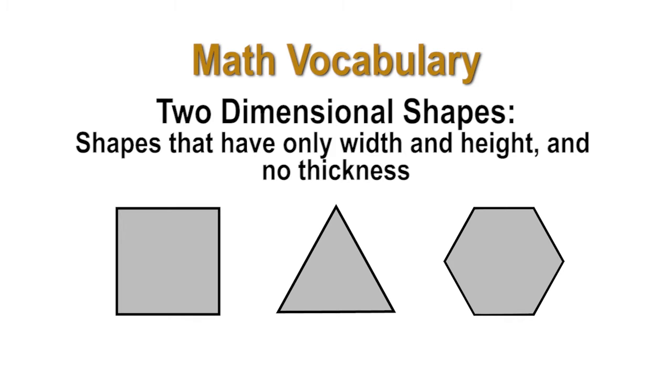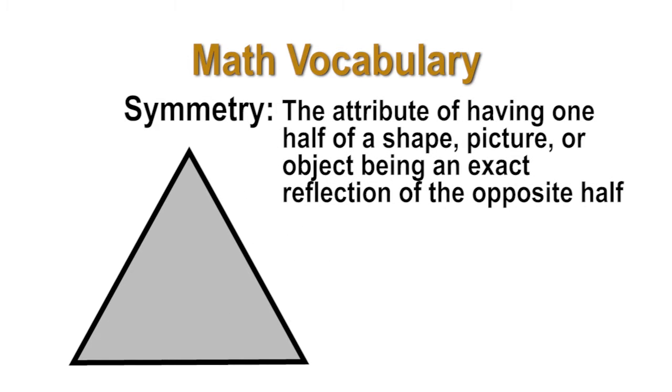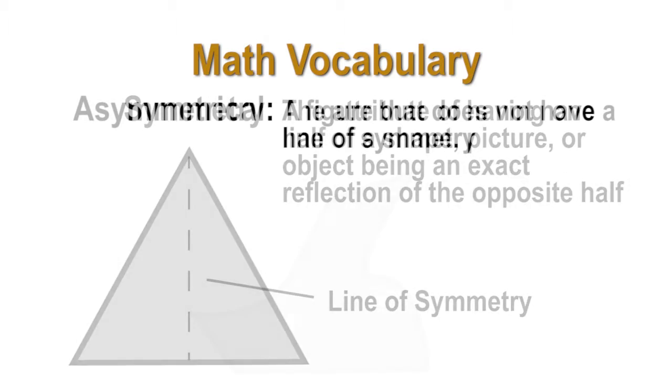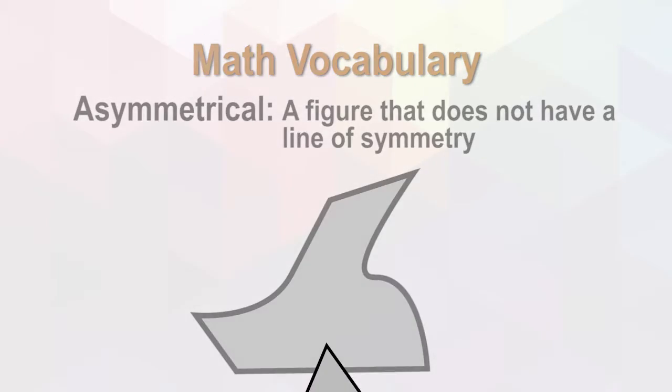The vocabulary that will be used in this lesson is symmetry, which is when one half of a shape is exactly like the other half. The line where the shape can be divided to show the exact sides is called the line of symmetry. If a shape has no lines of symmetry, it is considered asymmetrical. Some shapes are symmetrical and some shapes are not. For the shapes that are symmetrical, there is a possibility that there may be more than one line of symmetry.